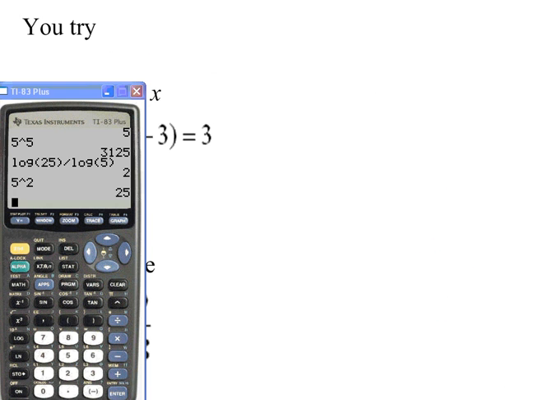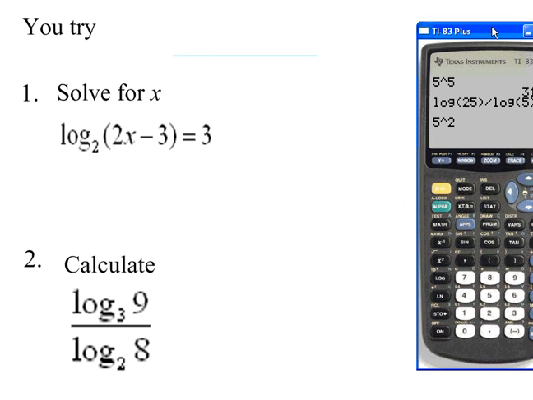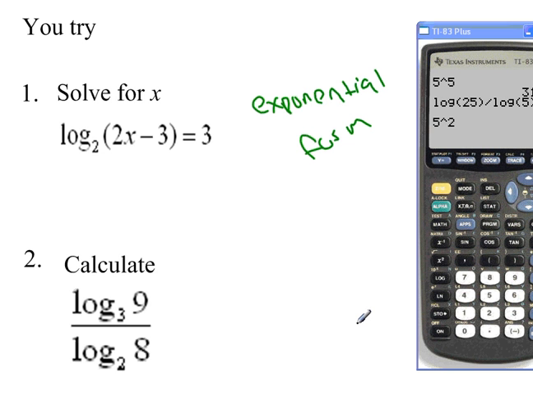Okay, so now I want you to try these two examples. If you don't want any hints, I suggest you stop the video now. And if you want to hear the hints, keep playing the video and I'll give you some hints. Okay, so for number 1, I would put it in exponential form. And after putting it in exponential form, you'll see that you're able to solve for x.